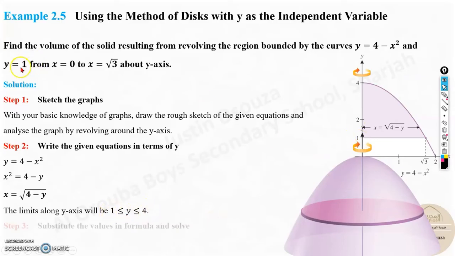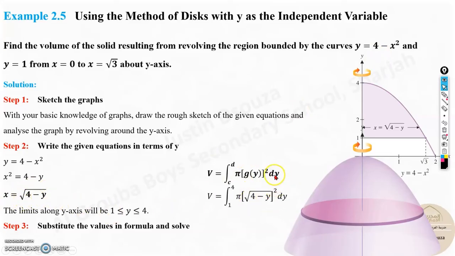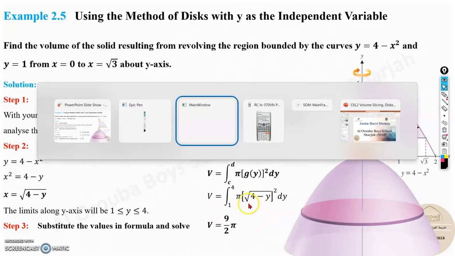Why? Because 1 is given. Y must be greater than 1, but less than or equal to 4. Substitute in the formula. This is the formula. Limits are from 1 to 4. Pi, the function is given over here. This is the function, square root 4 minus y dy. Look, the formula will have, with respect to y dy, that means all this function will be in terms of y. Variable is y. Put it in the calculator and you'll get the answer.